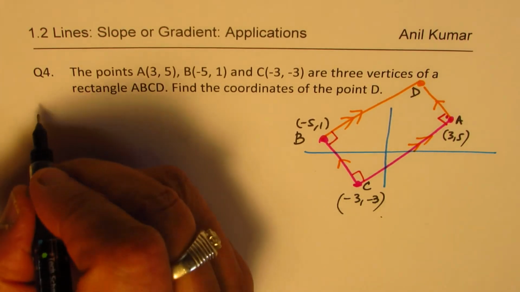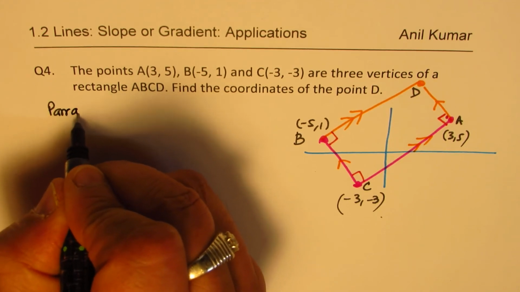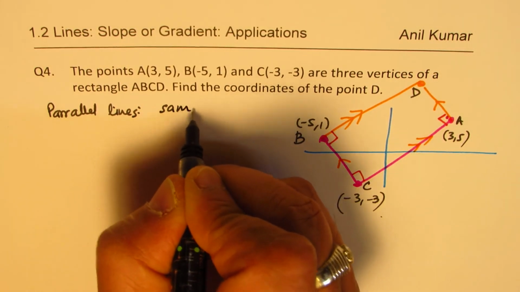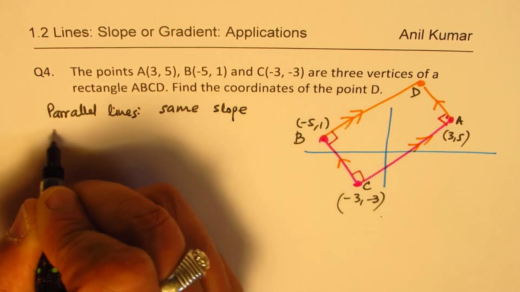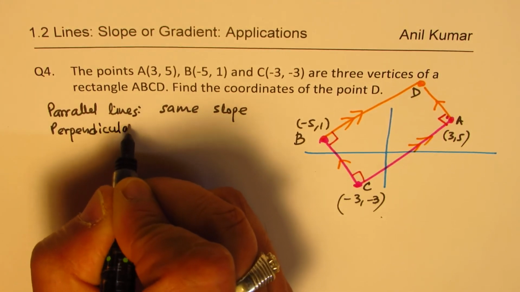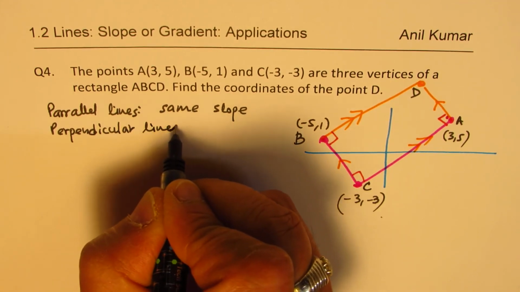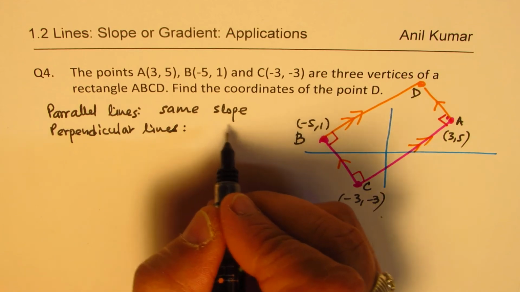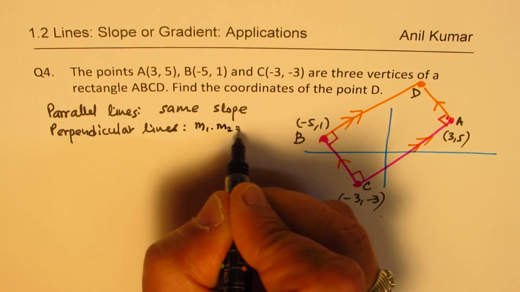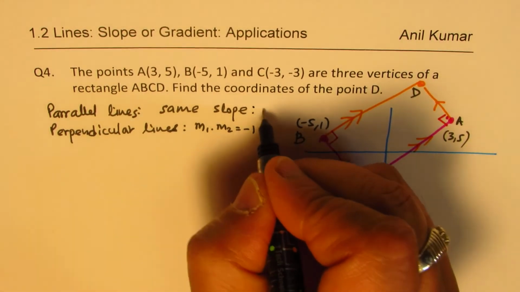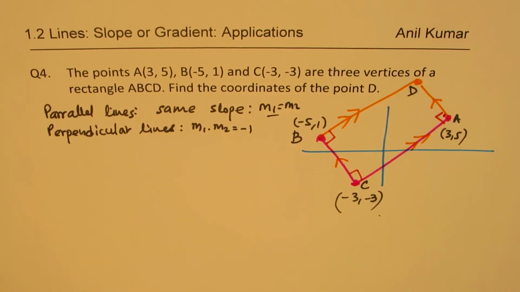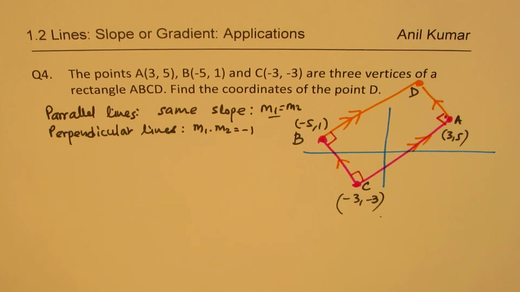Well, remember one thing, that parallel lines means same slope. Perpendicular lines then negative reciprocal, or we can say m1 times m2 is equal to minus 1. So in the first case, we are saying m1 equals m2. Perfect. Now we are going to use this concept to get the answer.